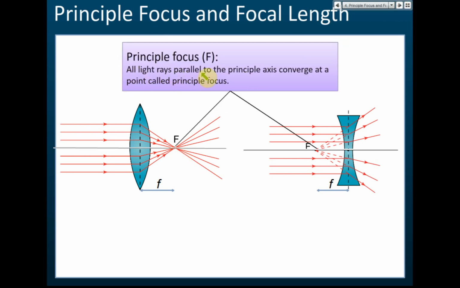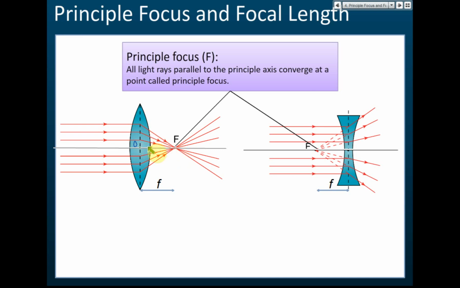It must be light rays that are parallel to the principal axis. All light rays parallel to the principal axis converge at a point called the principal focus. This is the principal focus, and this point is the optical center. If you still remember, we just discussed the optical center. The optical center is usually labeled with the symbol O.